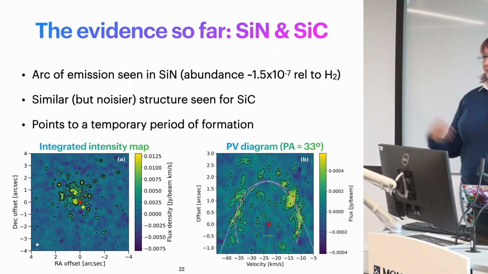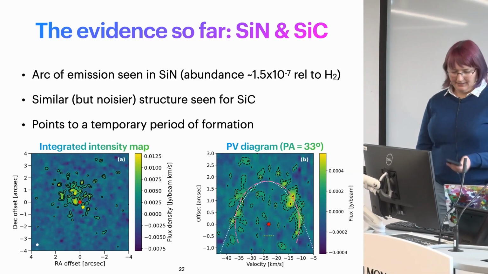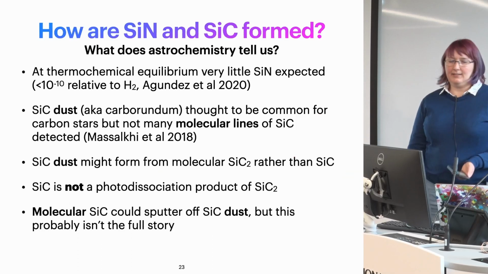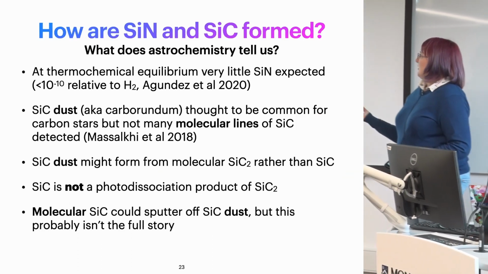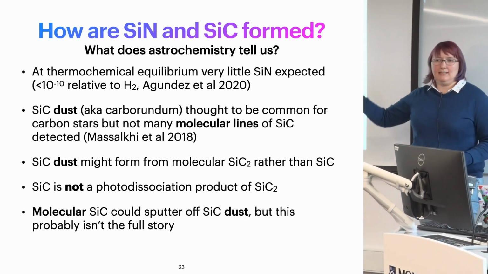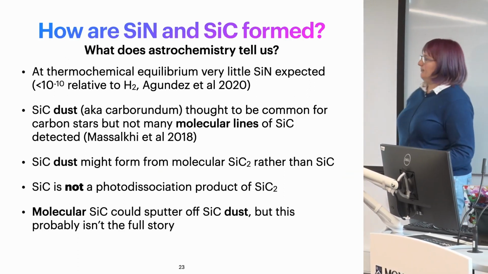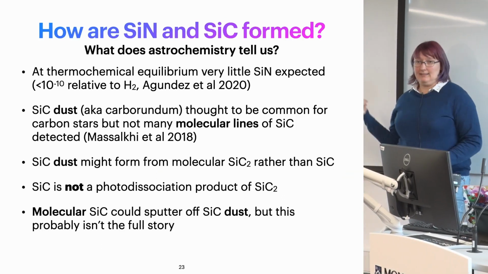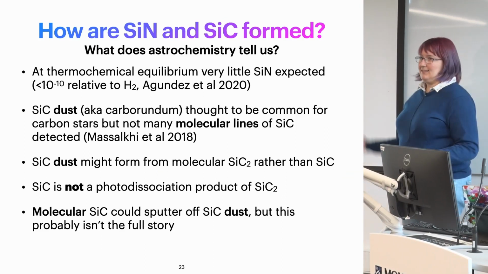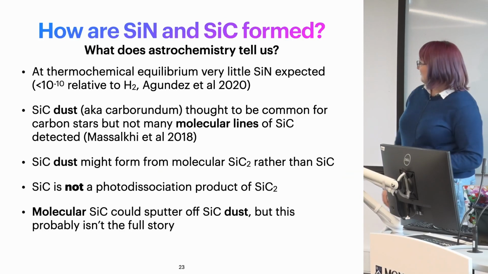So why is it only on one side? Why is it an arc? To understand that, we need to understand a bit more about how these molecules are formed. At equilibrium, we don't expect to see much SiN. The prediction is for 10 to the minus 10. And at that abundance, I can tell you we would not have seen it at the sensitivities of our observations.